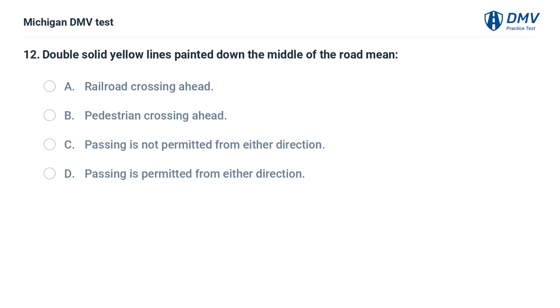Double solid yellow lines painted down the middle of the road mean A. Railroad crossing ahead. B. Pedestrian crossing ahead. C. Passing is not permitted from either direction. D. Passing is permitted from either direction.